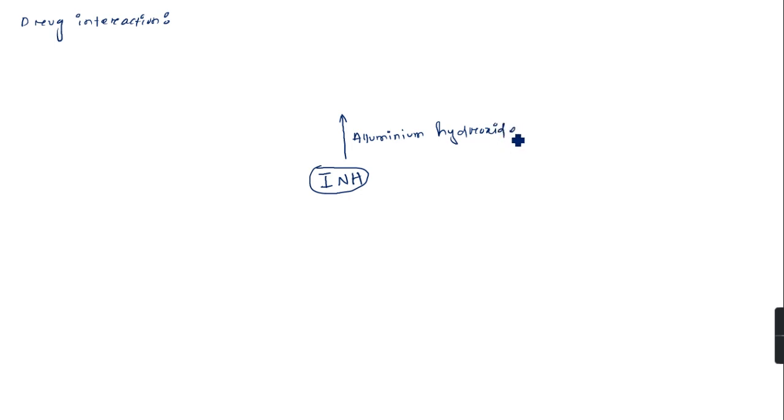If we combine aluminum hydroxide with isoniazid, the absorption is inhibited, because aluminum hydroxide reduces the absorption of isoniazid by forming chelates. The second important drug interaction is if we combine isoniazid with para-aminosalicylic acid. Para-aminosalicylic acid inhibits the isoniazid metabolism, so it increases its half-life.